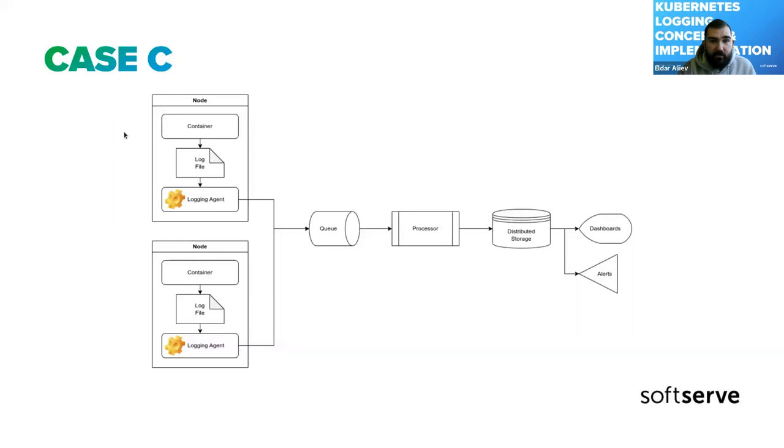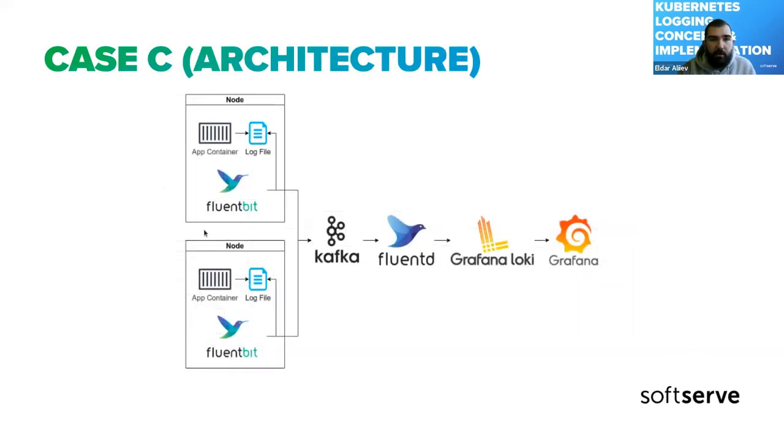As for case C, it's almost the same, like the most improved variant of case B and case A. So I'll show how we can actually implement it, and which tools we can select and use during the practical demo in this session. As we already saw, the container produces the log files. The Fluent-Bit agent on each node will collect the data from those log files and will push everything, for example, to Apache Kafka. Again, you can select any kind of queue.